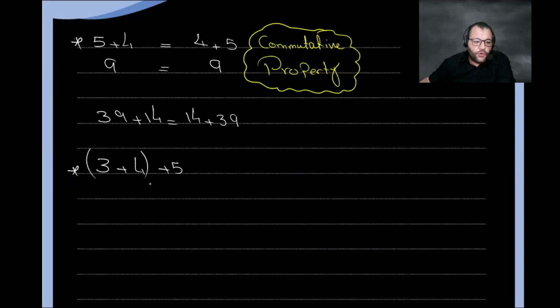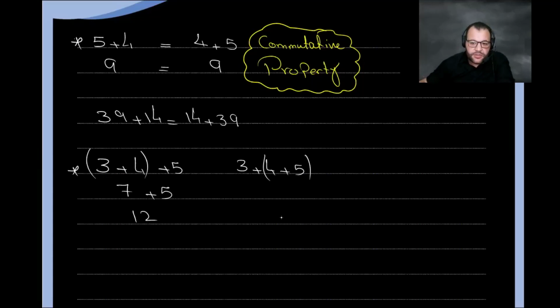Okay. 3 plus 4 plus 5. So how do we solve it? At the first, we solve the operation inside the brackets. So 3 plus 4 equals 7. Then 7 plus 5, which equals 12.